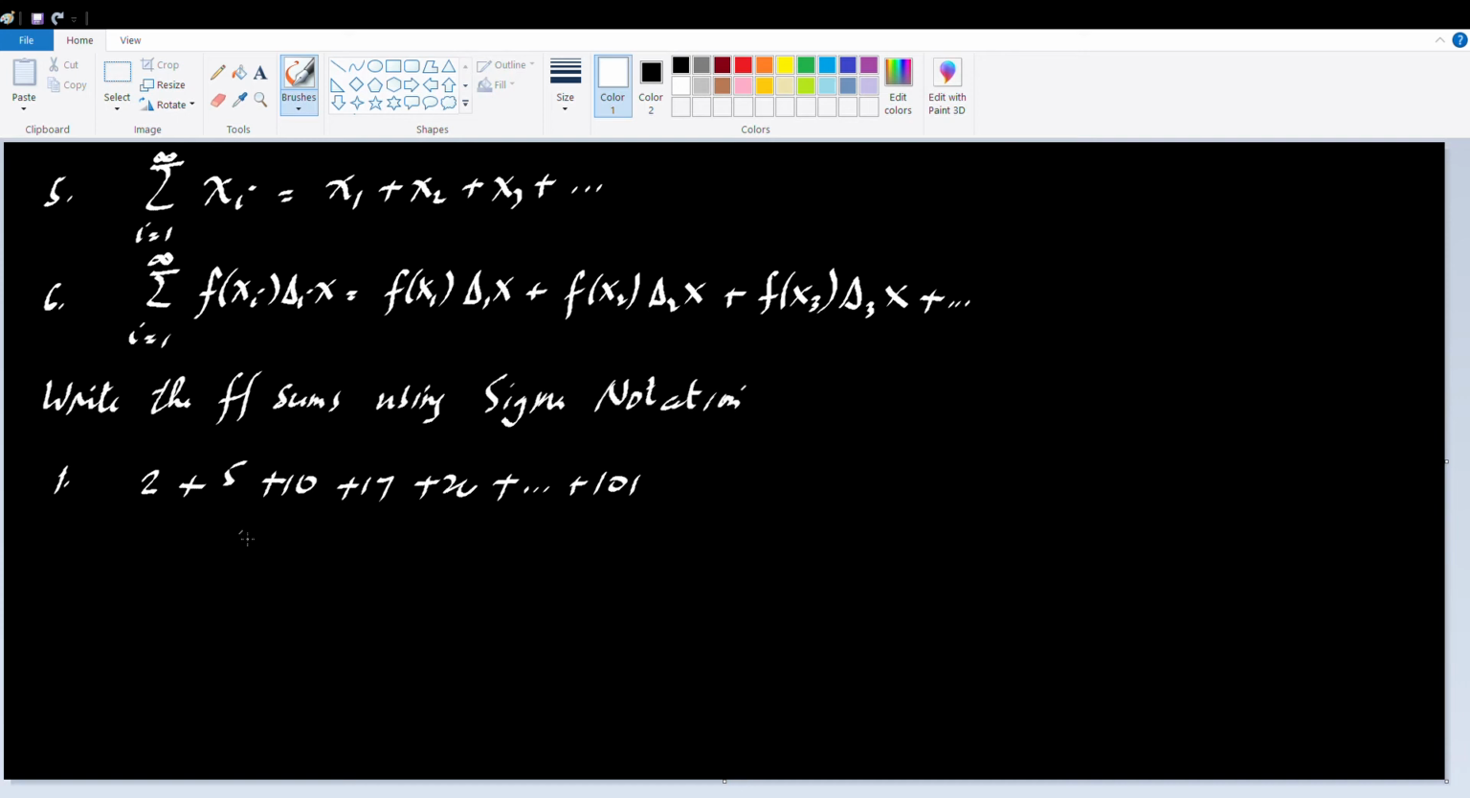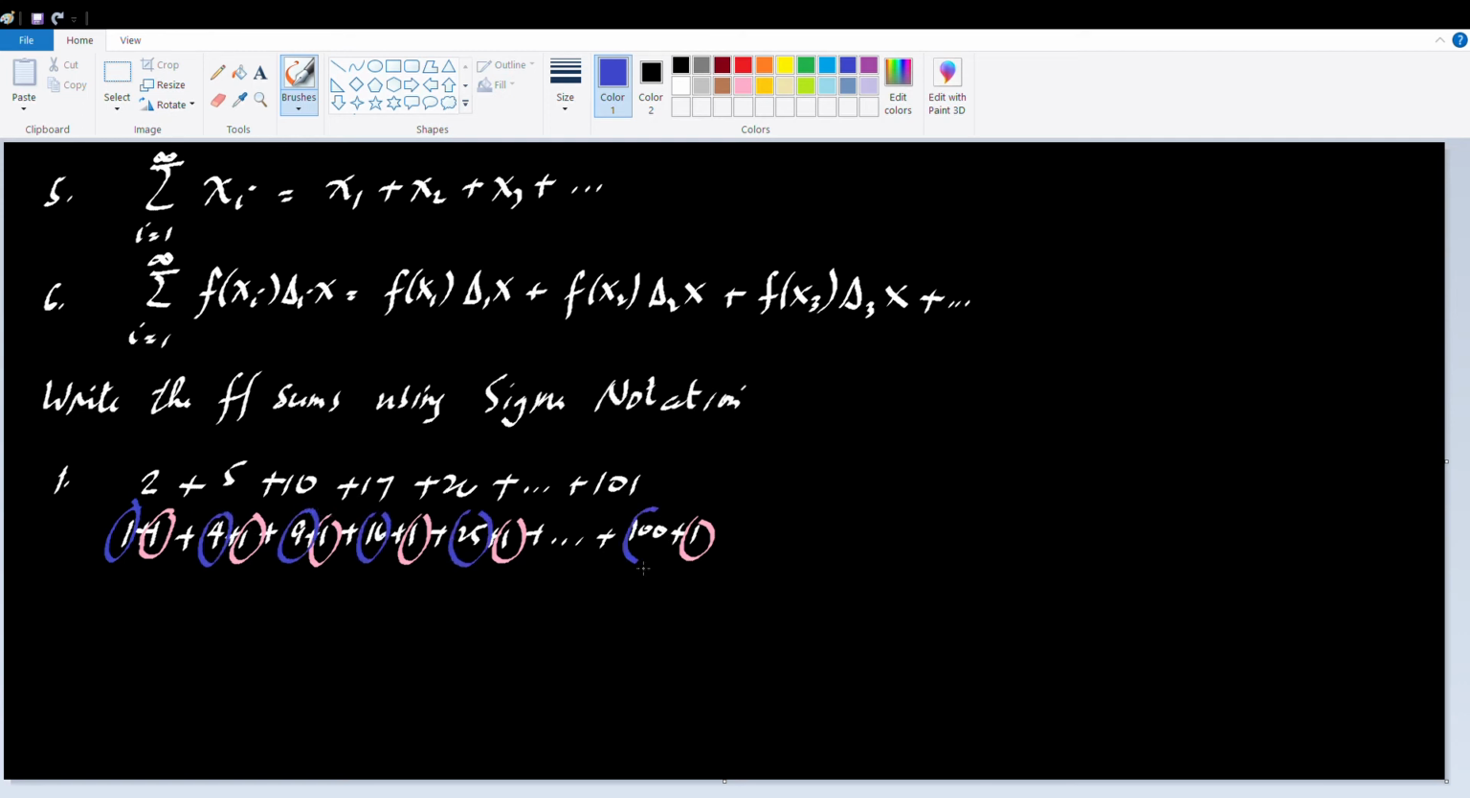So at first glance, it seems that there is no pattern for this series of numbers. But if we are going to write each as a sum, say 1 plus 1, 5 is 4 plus 1, 10 is 9 plus 1, 17 is 16 plus 1, 26 is 25 plus 1, until 100 plus 1. And what do we see here? We see a constant addend of 1, right? And also, the remaining integers 1, 4, 9, 16, 25, and 100 are perfect squares.